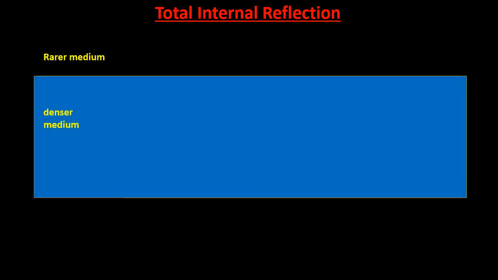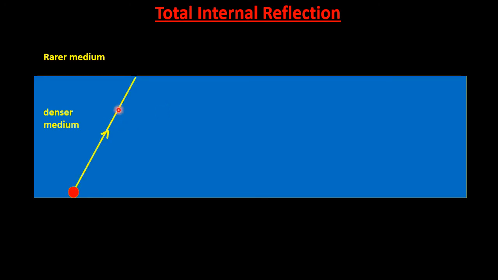So here I have considered two media. This blue part is the denser medium and outside it there is a rarer medium. Now I have to consider a source of light which is in the denser medium. So here I have considered this red point as a source of light. From this source of light, the ray of light will be incident on this interface. Interface here means the line separating the rarer medium and the denser medium.